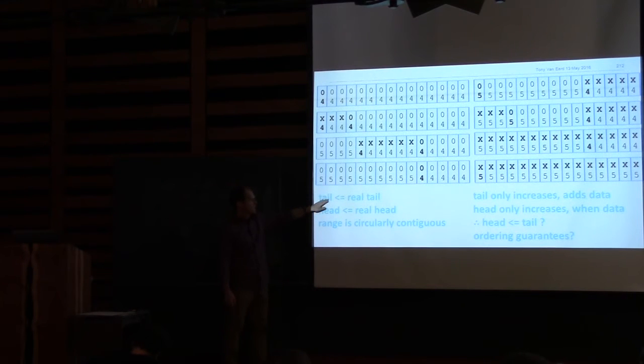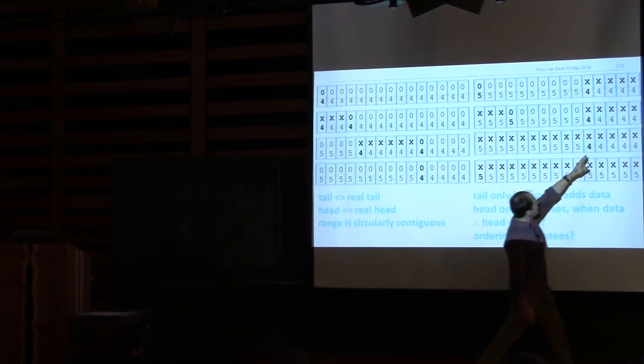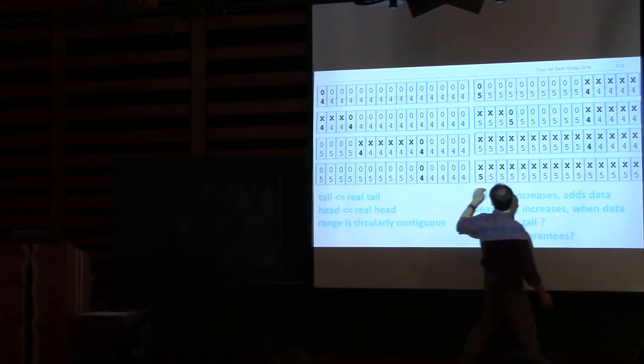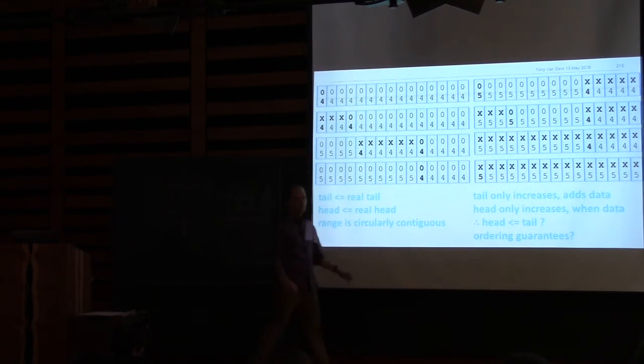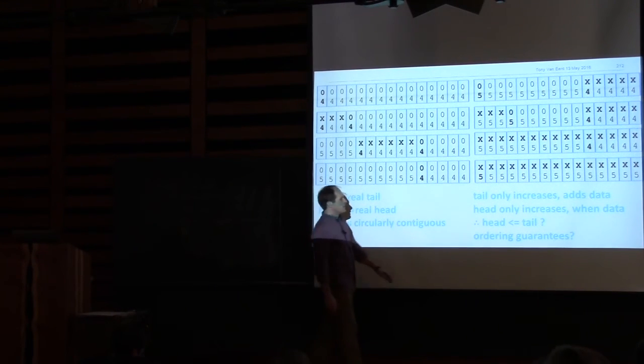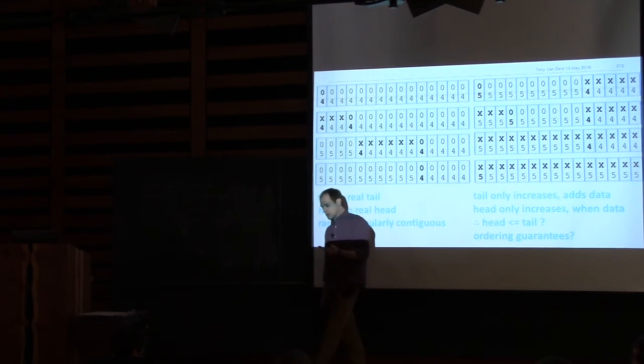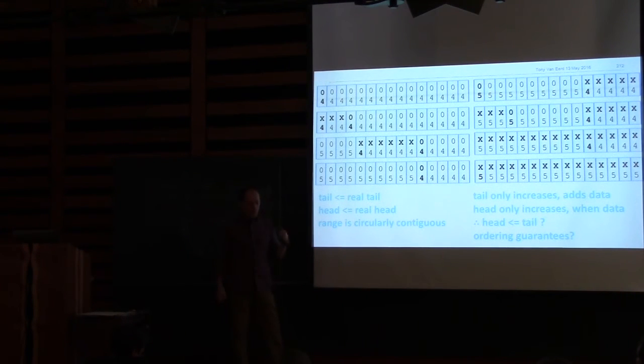So therefore, what you really want is this kind of thing. Can I prove that tail is always less than real tail, never gets ahead? Same with head. Is the range circularly contiguous? How have I proven that I can't have a hole here? Maybe there's a hole right here. Did I screw up somehow, right? That's kind of just been assumed, and you all believe me, but how do we look at the code and prove that that's true? I think it's fairly easy to prove that tail only goes forward because I only increment and I only update tail if it's bigger. Yes, Dave?